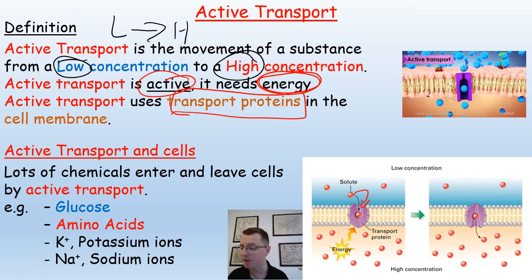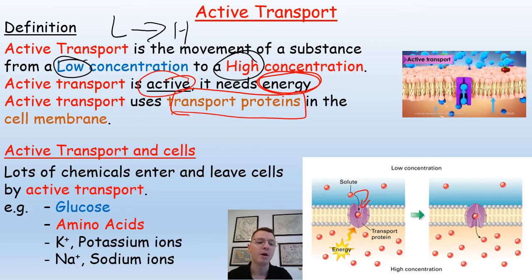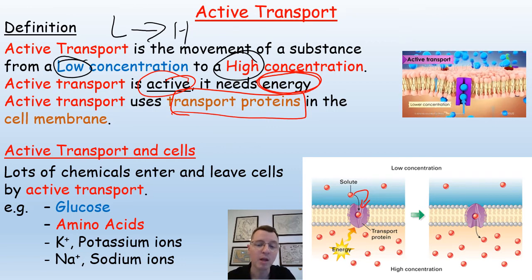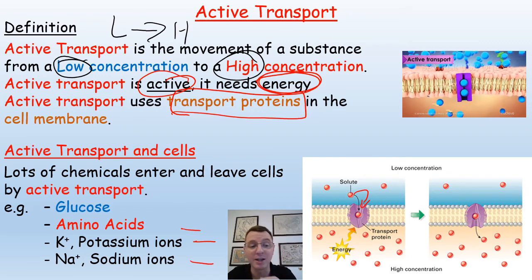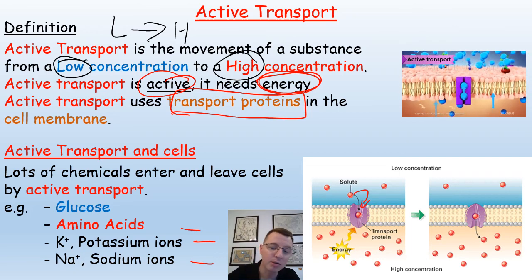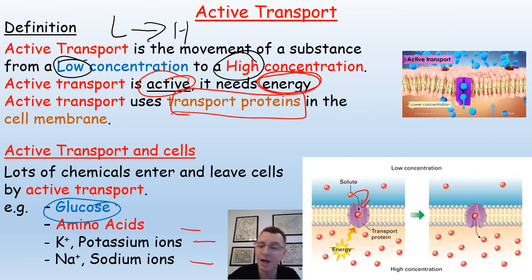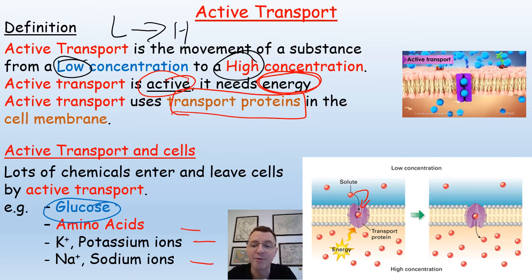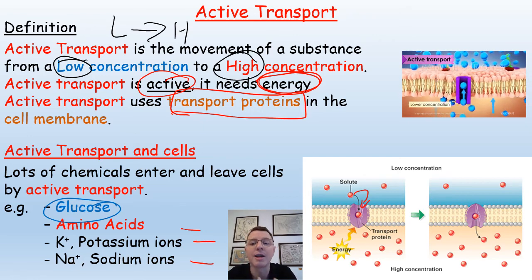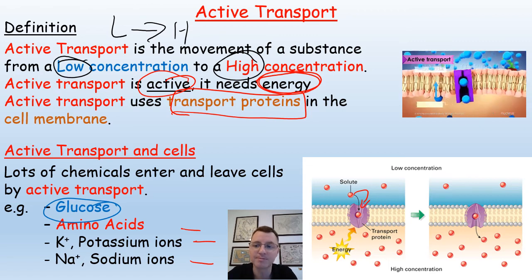So there's a lot of different chemicals that can only enter and leave a cell by active transport. Sometimes, for example, potassium ions here, sodium ions, amino acids, they all need active transport. And then glucose. Although glucose can move into the cell by diffusion, it will often have active transport as well, because the cell will want to try and have the highest concentration of glucose it can possibly get, so that it can carry out a large amount of respiration.